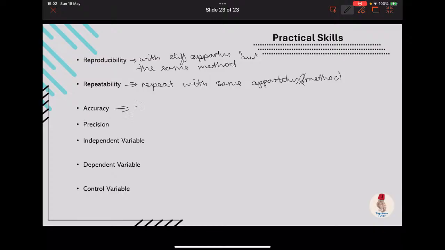Now the accuracy is how close it is to the actual answer. How close the result is to the actual answer. So in a titration, you want your titre to be as close as it is to the actual value. However, precision is how close the results are. How close together they are.